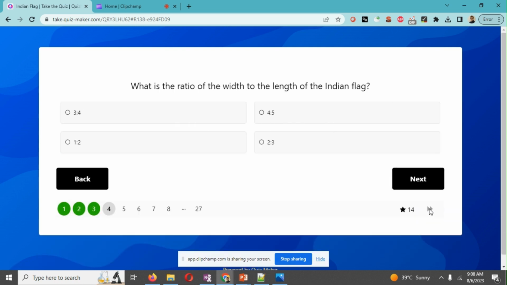Okay, what is the ratio of the width to the length of the Indian flag? It's 2 is to 3, 4 is to 5, 3 is to 4, 1 is to 2. The correct answer is 2 is to 3.